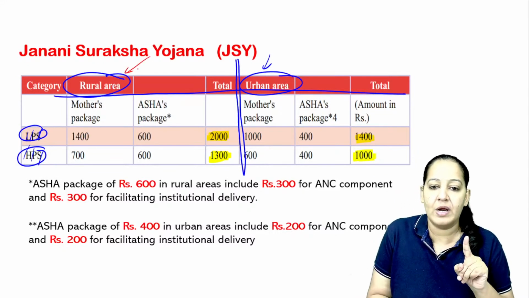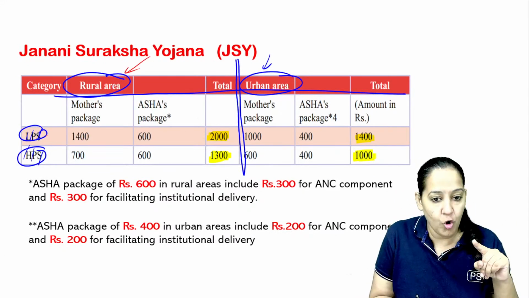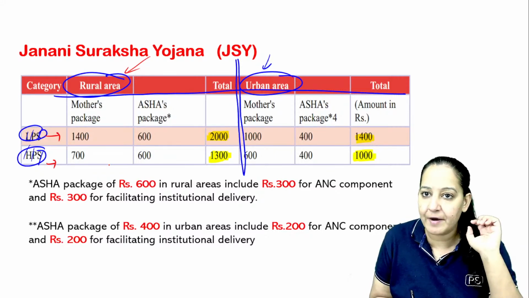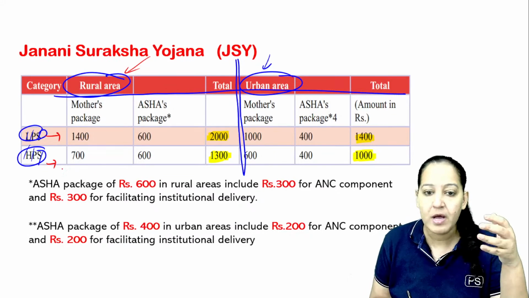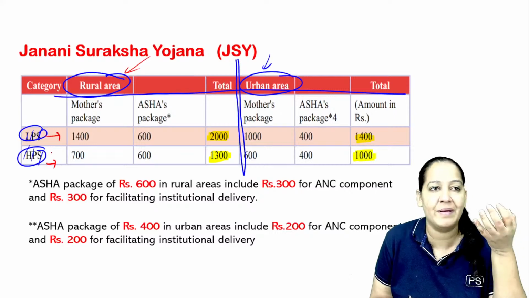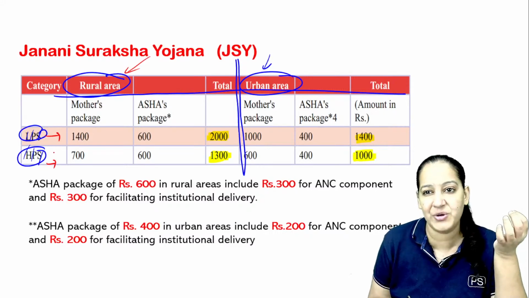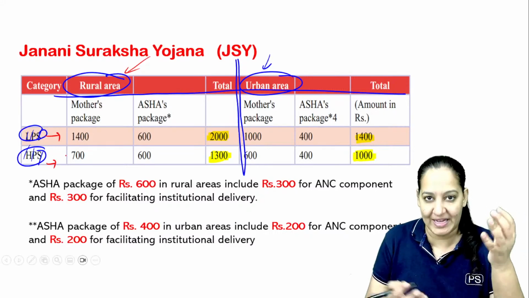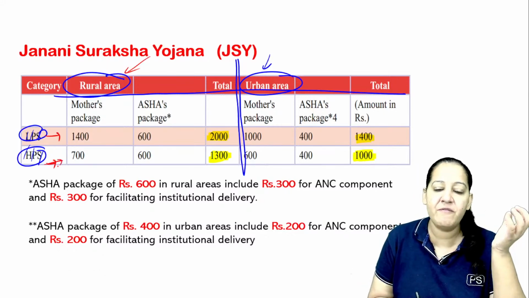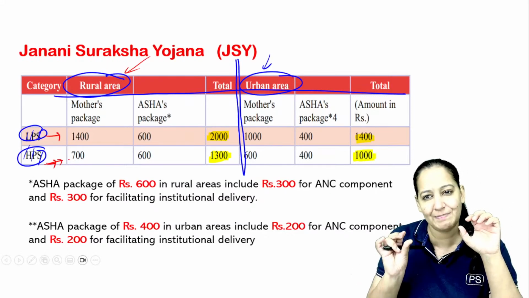Now let's talk about rural areas first. In rural areas, between low and high, who has to be given more? To whom do you have to convince more? The low performing states are already low performing, they are uneducated, the health indices are not good. So you have to give a bigger package to attract them, right? In high performing states, they are aware and educated, so even a smaller package will work.